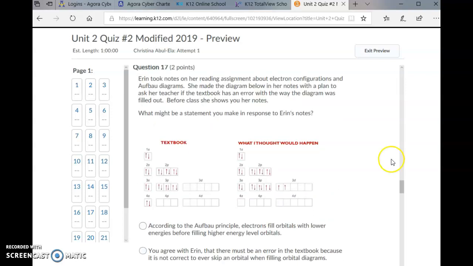Question 17. Erin took notes on her reading assignment about electron configurations and Aufbau diagrams. She made the diagram below in her notes with the plan to ask her teacher if the textbook had an error with the way the diagram was filled out. Before class, she shows you her notes. What might be a statement you make in response to Aaron's notes?